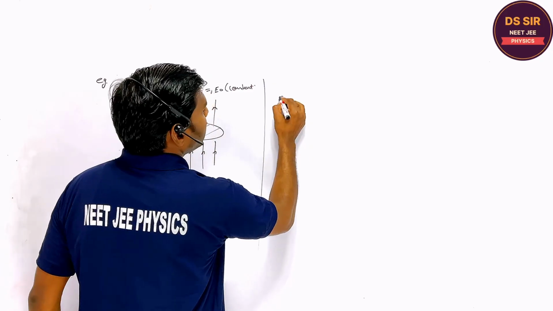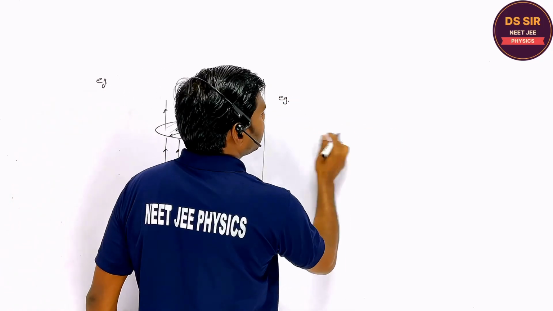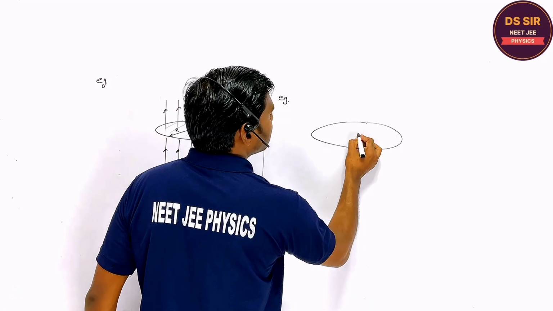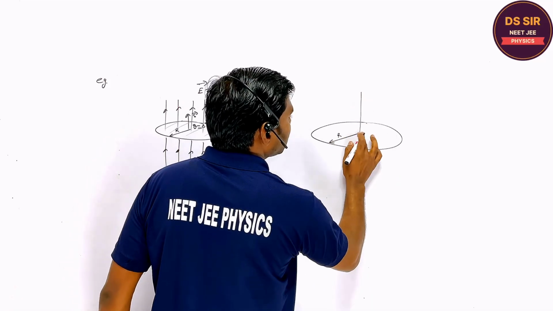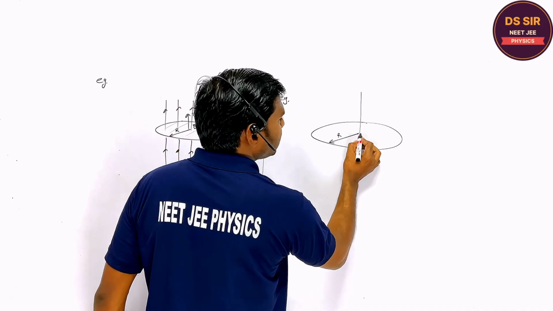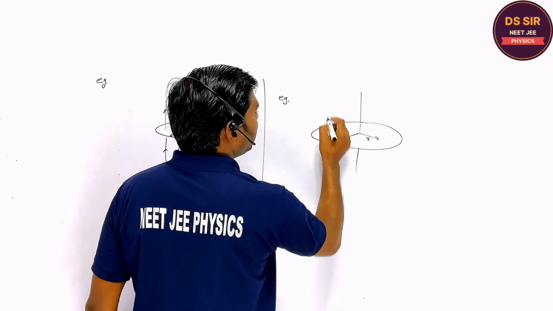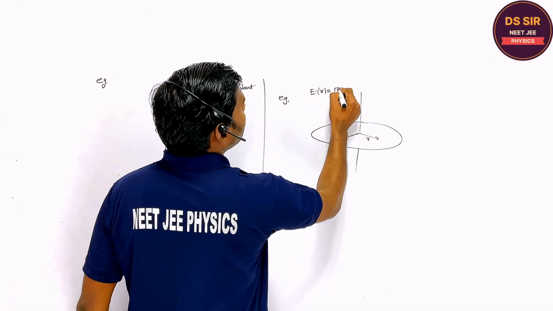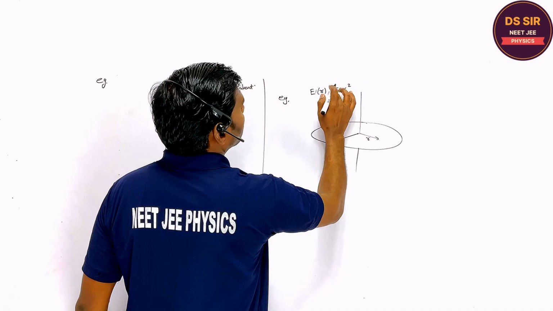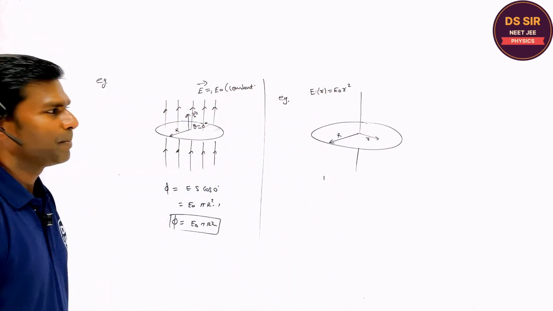For example, if you consider this is the surface and the radius is capital R, and here the electric field is a function of r. The electric field as a function of r is given as E naught into r square. Is it clear or not? E naught into r square.